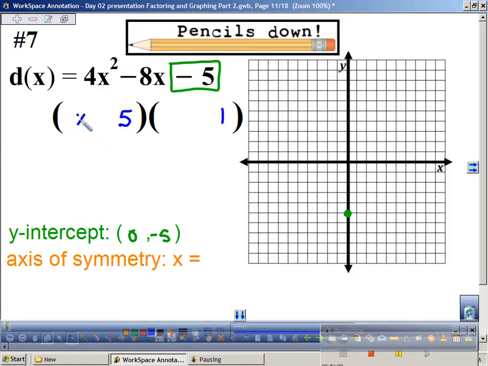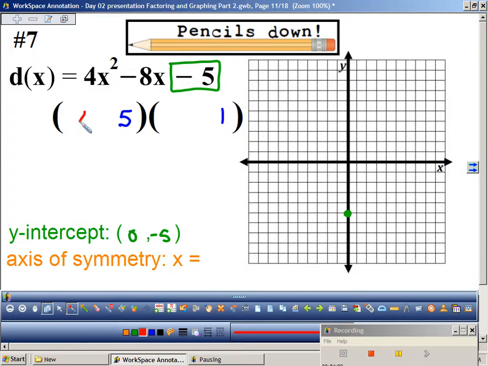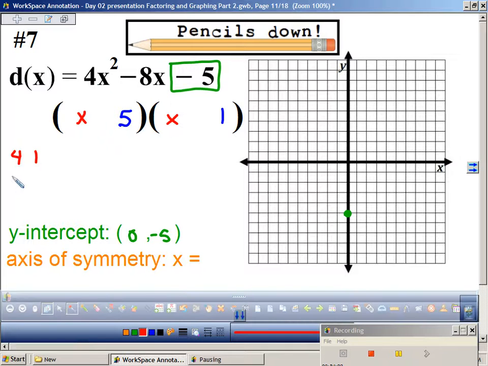I know I need an x and an x in order to make x squared. Now I just have to figure out whether, let's see, there's only 2 different ways you can factor 4. Either 4 and 1 or 2 and 2. If I do 4 and 1, this is going to be 5x and 4x. Can I get -8x with a 5x and a 4x? No. Let's try 2 and 2. 10x and 2x.